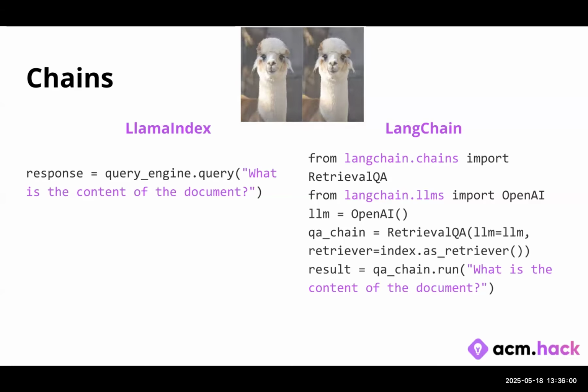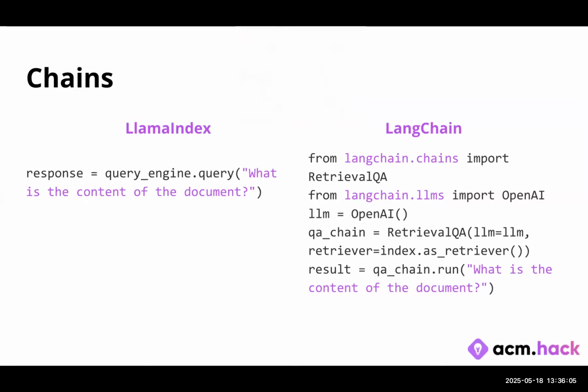So here's some code of chains. For Llama Index, you would just put it into a query engine and ask your question from there. It basically does it for you. For LangChain, you will need to import a retrieval Q&A and an OpenAI model. So the OpenAI model is stored in a variable called LLM, and then you ask your question from there.